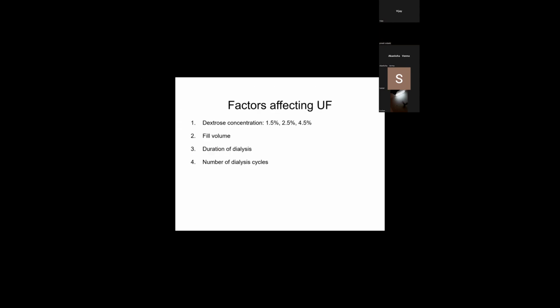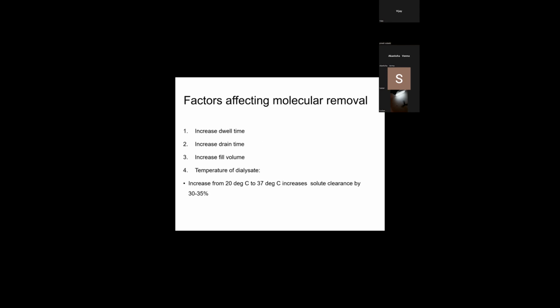Now, coming to factors affecting ultrafiltration. As we have already seen in the case discussion, increasing dextrose concentration increases the amount of fluid that we can extract from the body. If the dextrose concentration is increased from 1.5% to 2.5% or to 4.5 or 5%, more fluid can be removed. Second, if we increase the fill volume, it increases ultrafiltration. On increasing the duration of dialysis as well as the number of dialysis cycles, ultrafiltration can be increased. Coming to factors affecting molecular removal, increasing dwell time, drain time, as well as fill volume can increase molecular removal. Also, it has been shown in many studies that increasing the temperature of dialysate from 20 degrees centigrade to 37 degrees centigrade increases solute clearance by 30 to 35%.